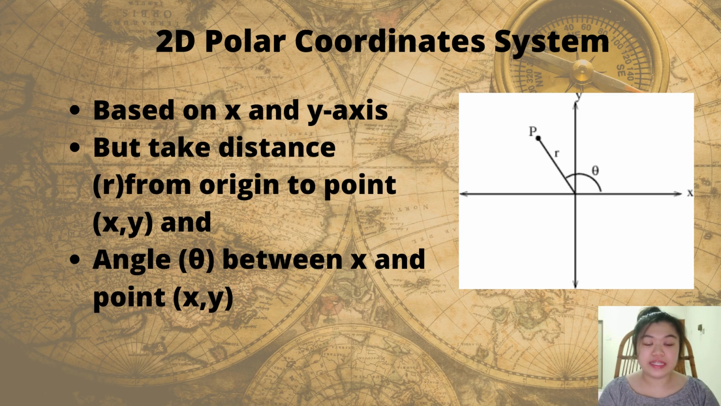2D polar coordinate system. The 2D polar coordinate system is based on the x and y axes. It takes the distance from the origin to the point xy and the angle between the x axis and the point xy.